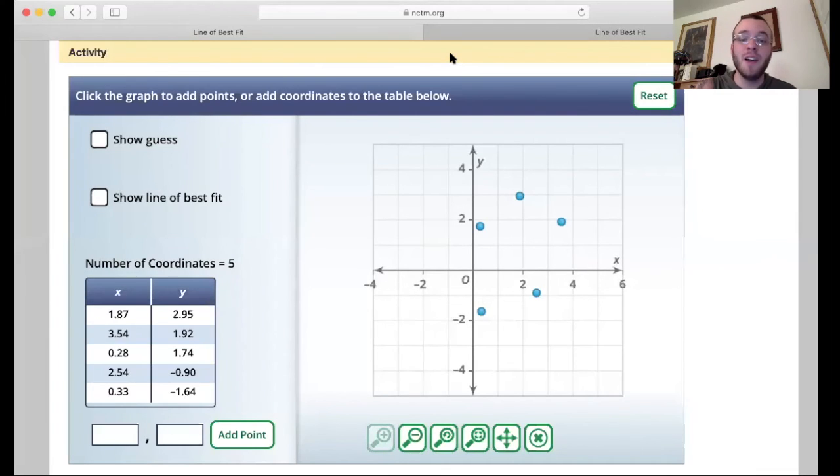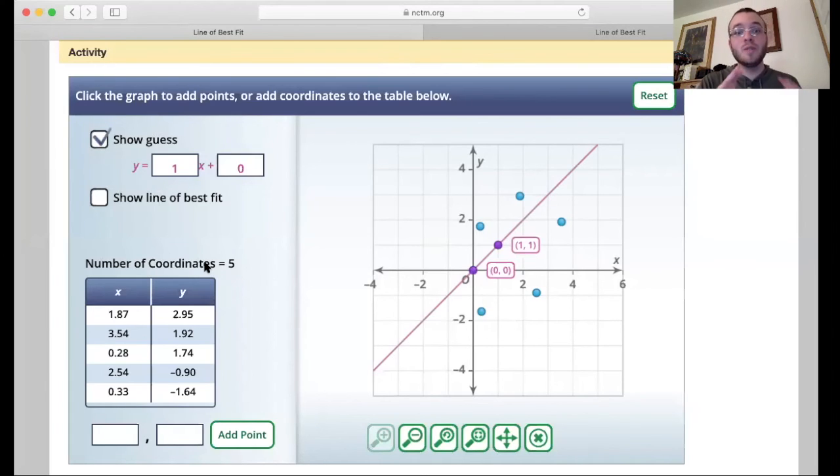All right, so I have my 5 points on here. Your 5 points, I'm sure, look different than mine. Make sure you don't try to copy mine. It would be boring if everyone just had the same points on their graph. And now what we're going to do is we're going to click on Show Guess. Do not click on Show Line of Best Fit, okay?